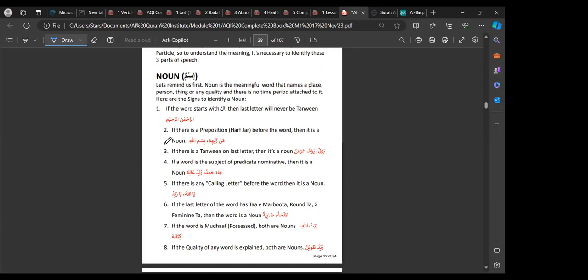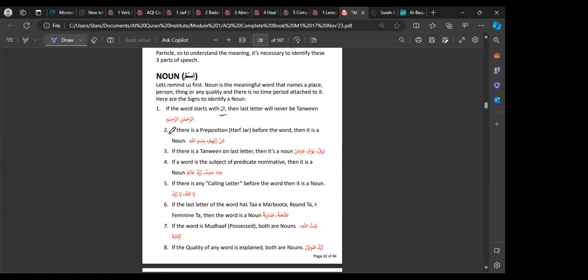So first, any word that you see alif and lam before will be a noun. We know this from the properties of nouns. And this is the first sign of a noun. So any word that starts with al has to be a noun. It can't be anything else. If the word starts with al, then the last letter will never be tanween as well. That's a side note. So you never have al-Rahmanin or al-Baytin or al-Baytun. You either have tanween or you have al. It's one or the other. So the first one is al.